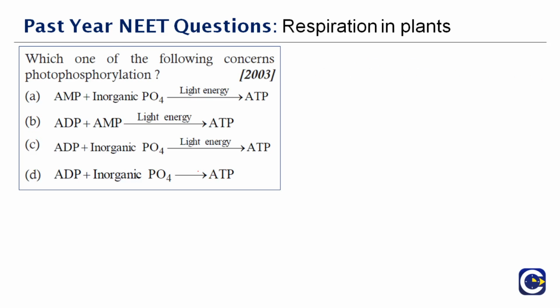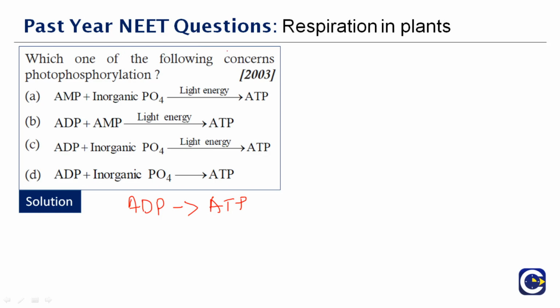Okay, next question here. It's a kind of reaction that they have shown here. Which one of the following concerns photophosphorylation? Now, before going into the equations given here, what do you mean by photophosphorylation? How can you describe it? Photophosphorylation is a process which happens during photosynthesis. In the process of photosynthesis, there is phosphorylation of ADP to form ATP. So ADP to form ATP using energy of sunlight is called photophosphorylation.